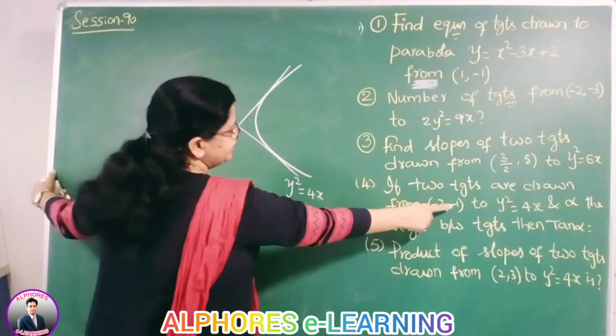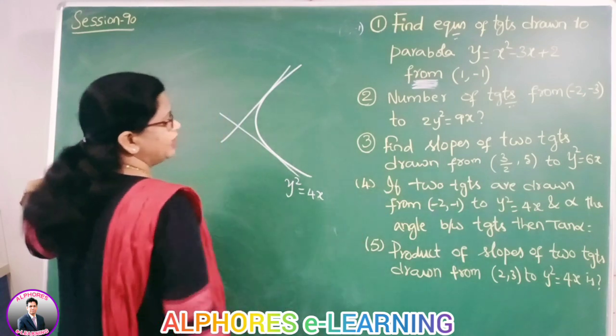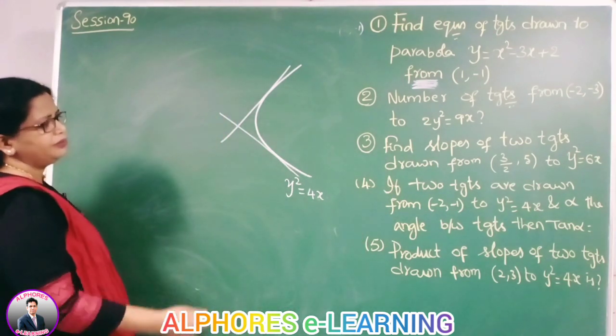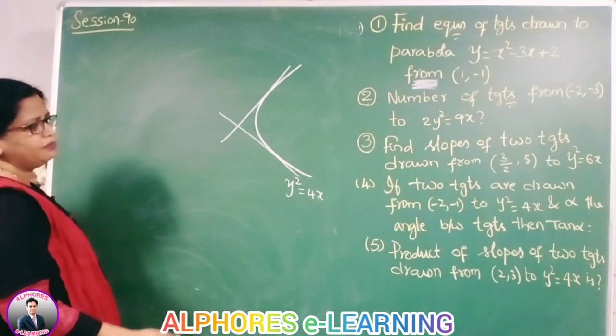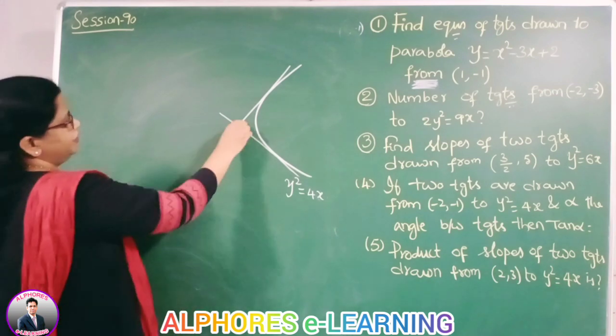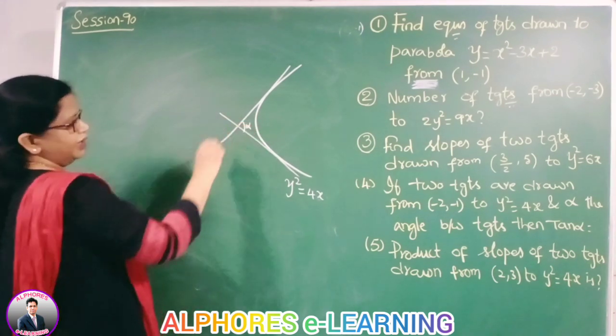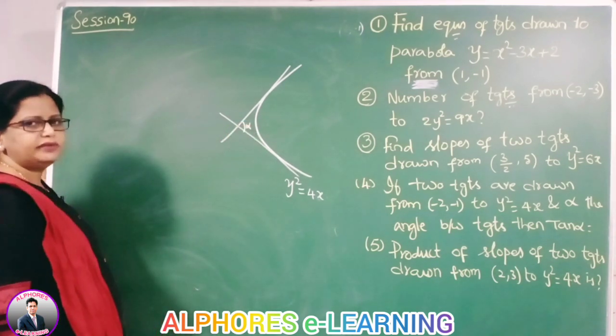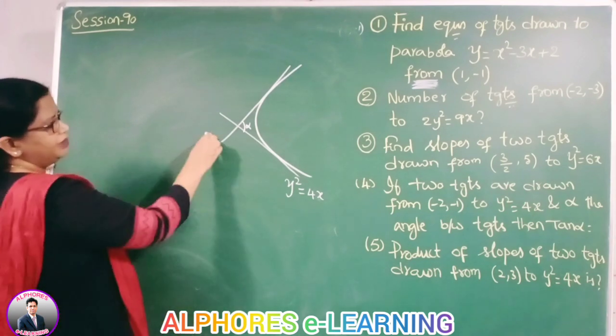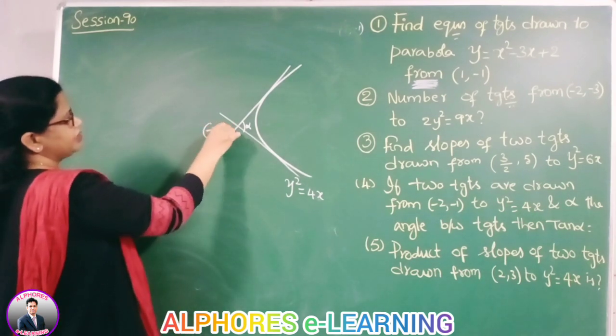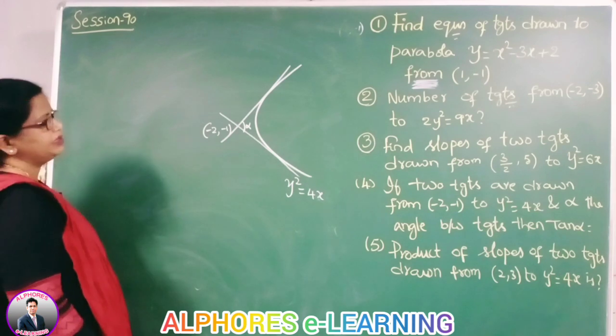So here this is 1, and if it comes this side plus 4, 4 into 2 is 8. So you got a positive value. Now suppose alpha is the angle between tangents, then the question is tan alpha, and the point given here is (-2, -1).